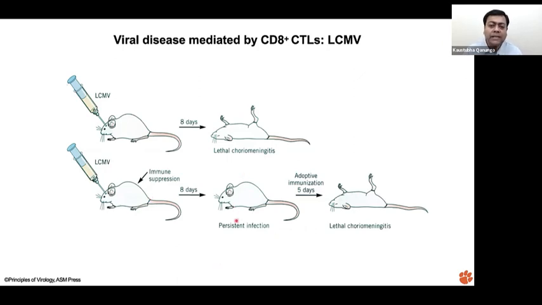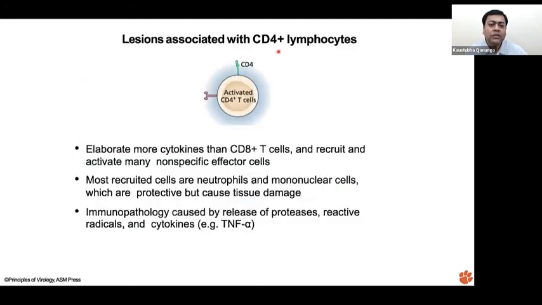Now, if the T cell deficient mice receive adoptive immunization, that means you put back the T cells into these mice, the mice actually die. So you can easily see that CD8, your cytotoxic T cells, are responsible for the lethality of this disease, or the LCMV. So what are these lesions associated with CD4 lymphocytes?